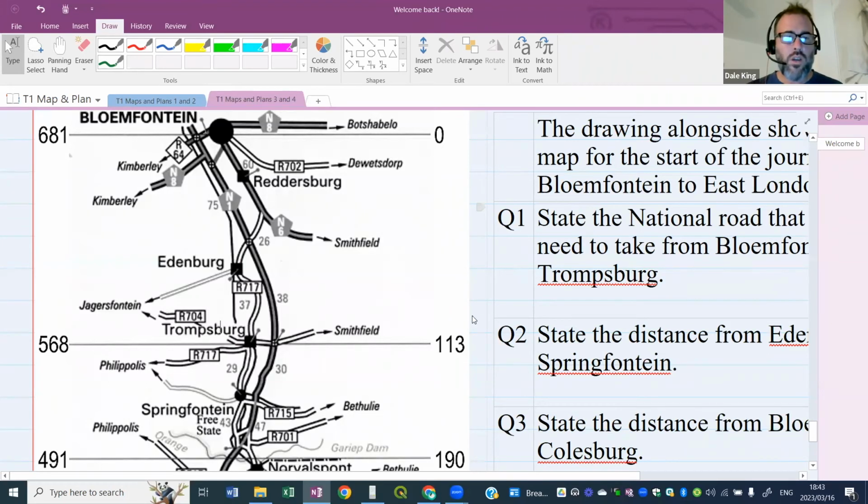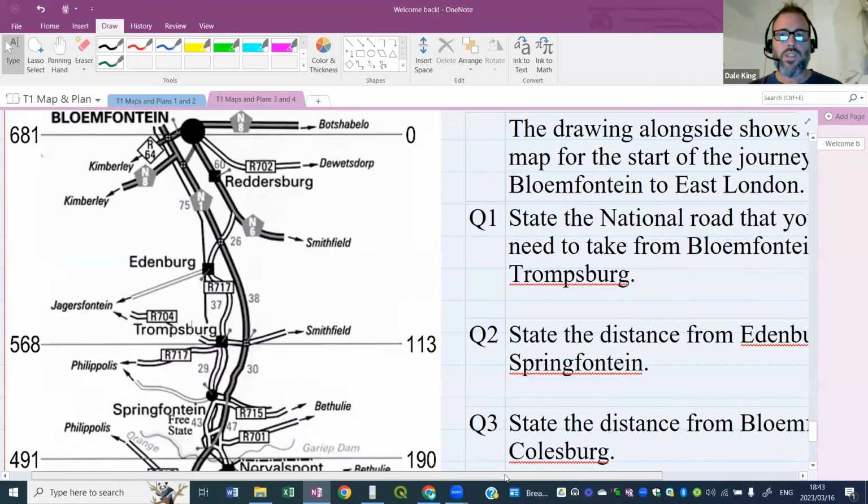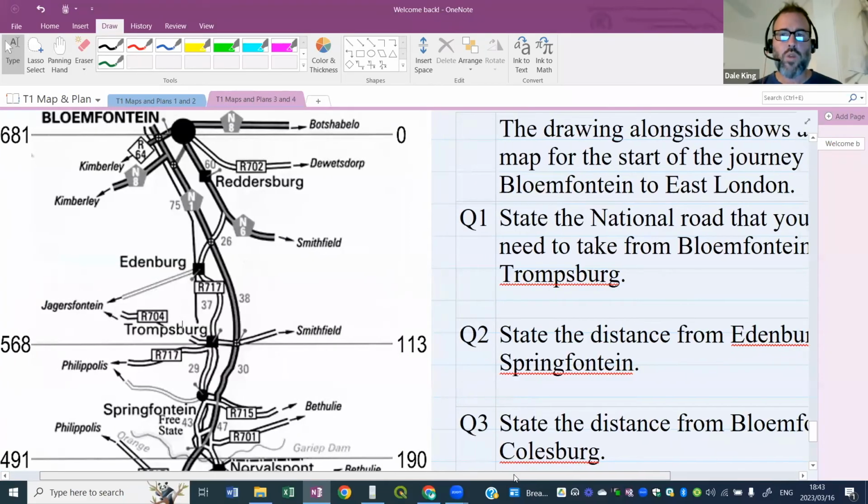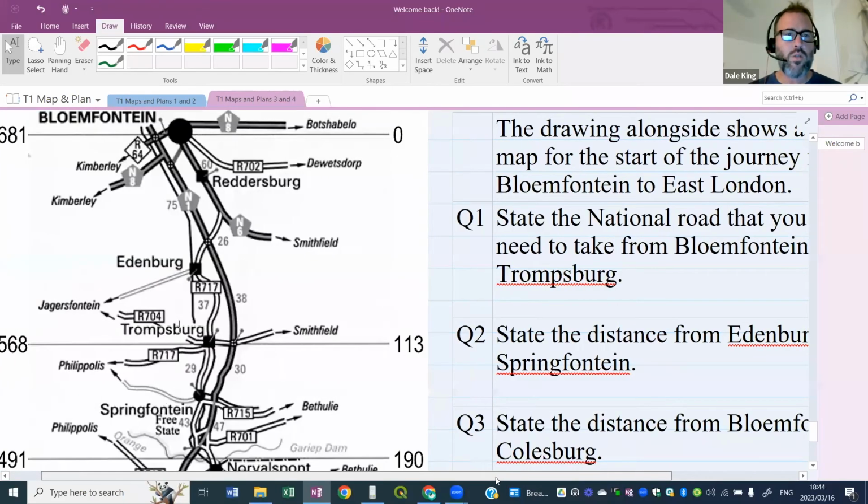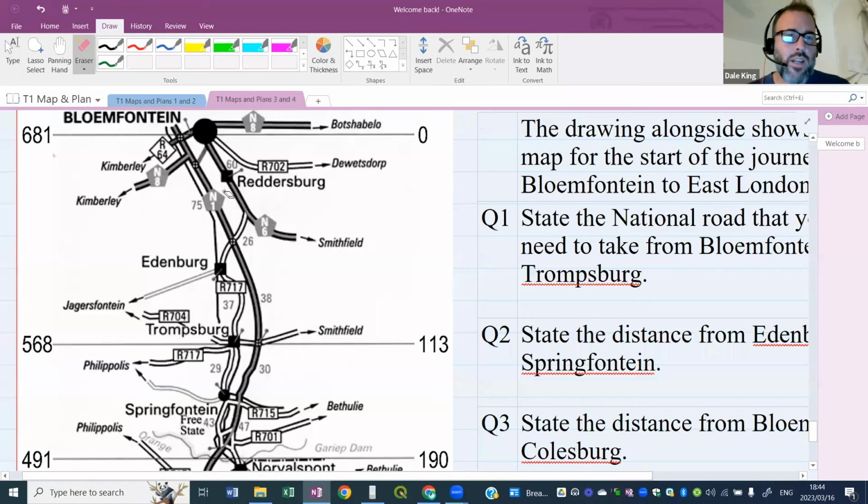Okay, so I've got some questions based on the strip map. The last one is going to be a challenging one, but we'll see how you guys do. So number one, state the national road that you would need to take from Bloemfontein to Trompsburg. The national road, right? Give you a clue. There's a sign with an N. What national road could you take? N1? Very good. All right, you guys are on the ball. Okay, you're getting it. All right, so N1.